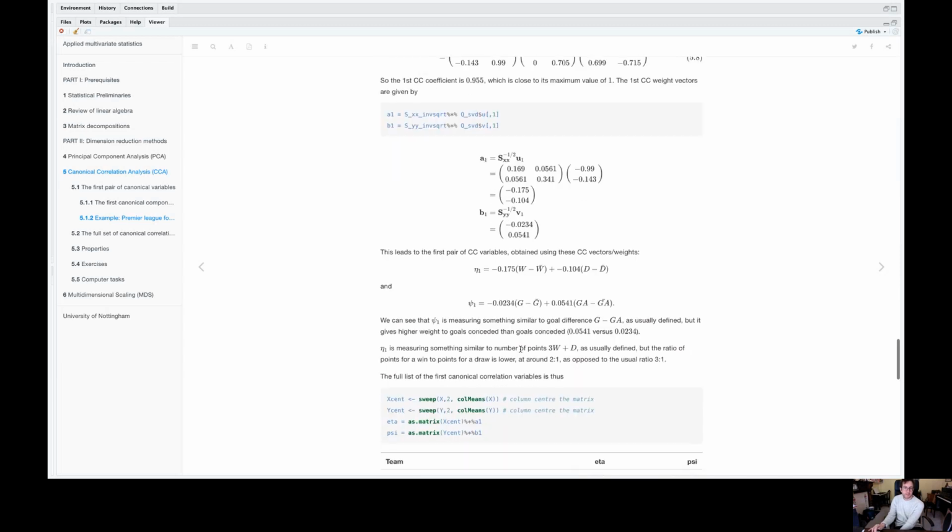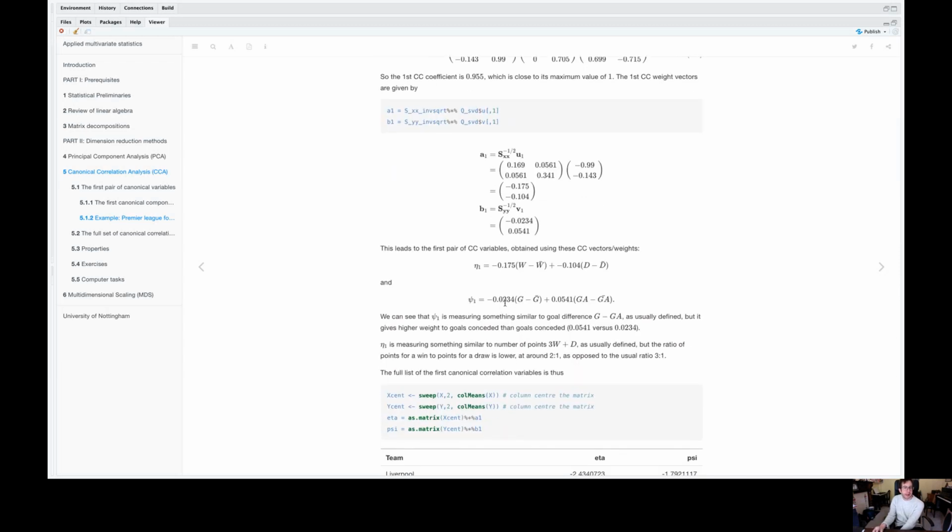Psi 1 is saying it is 0.02 times the number of goals, minus that, plus 0.05 times the number of goals conceded. So there's a ratio of about 2 to 1 here. So goals conceded are more important than goals for, it's saying here, in terms of correlating with this measure of performance that weights the wins and draws. There's not a 1-to-1 weighting. Goals against are given as more important here than goals for.